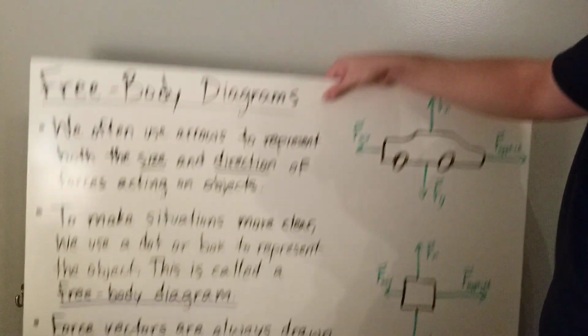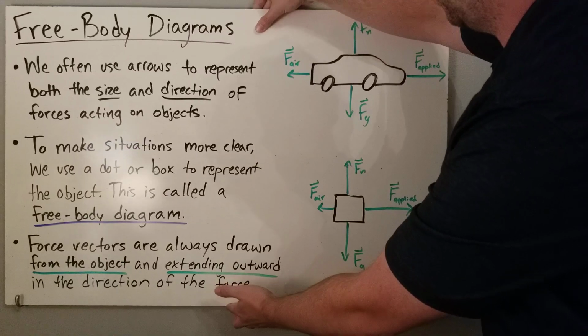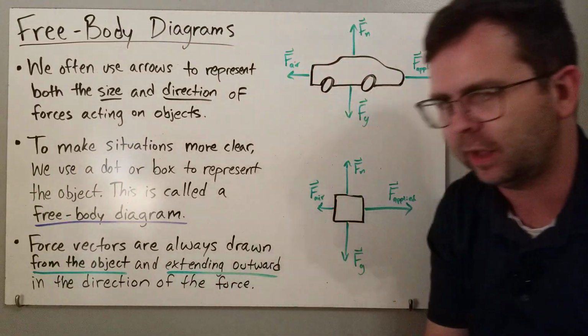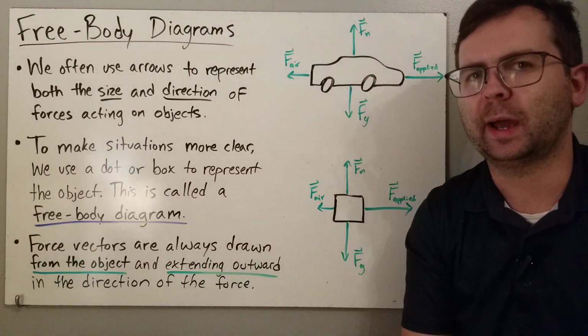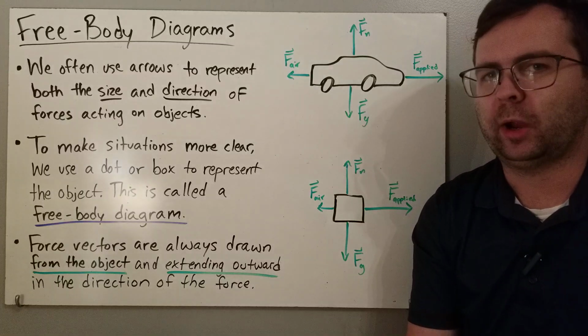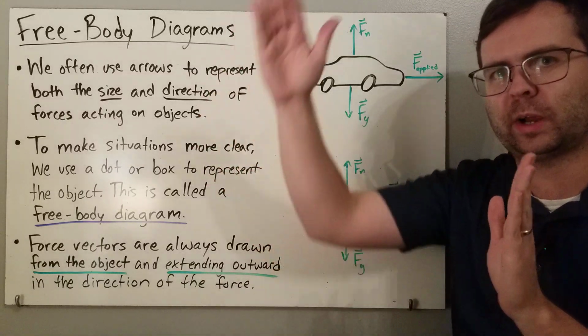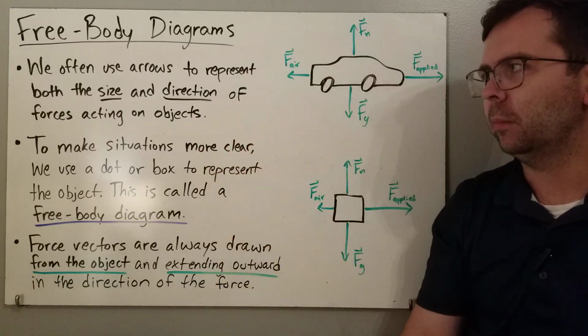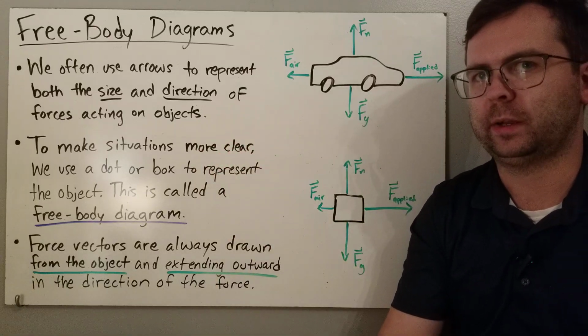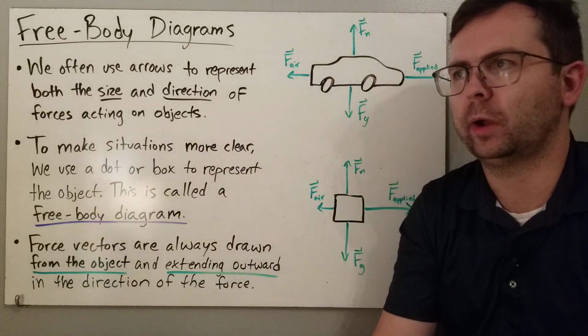So one of the ways that helps us keep things organized when we're dealing with lots and lots of forces and different directions and all that is something called a free body diagram. We often use arrows to represent both the size and the direction of a force. And so when we have multiple forces acting on an object, we're going to have multiple arrows.